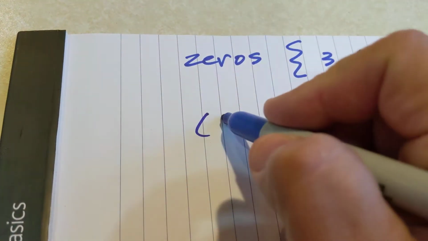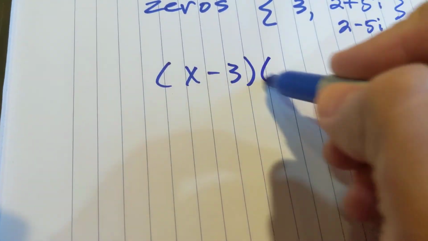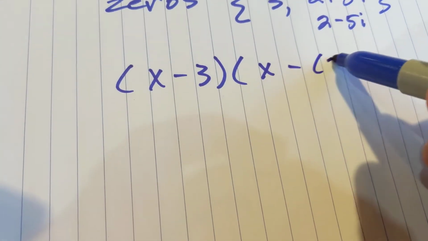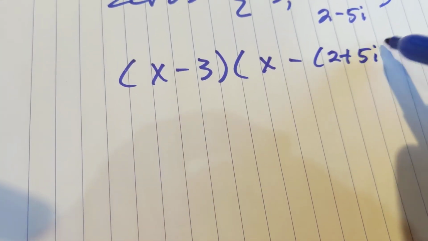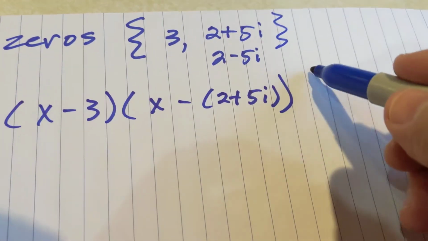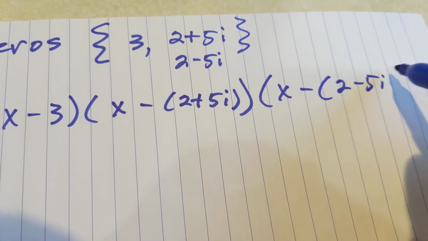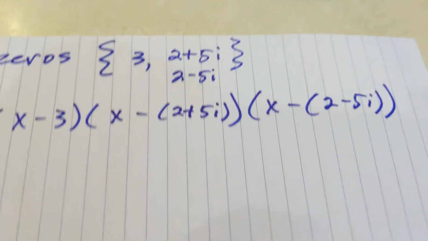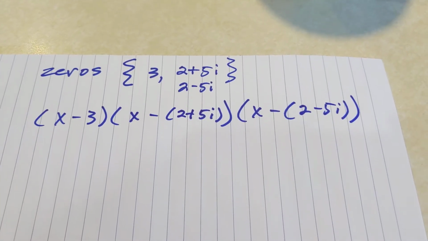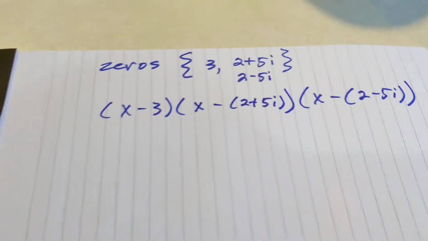So anyway, you want to say x minus the root. So x minus 3. And then I want to say x minus (2 plus 5i). So it's x minus the root. So x minus (2 minus 5i), like that. So it's x minus the zero or the root that's given. So that's what I have. So what I want to do is multiply all that together.